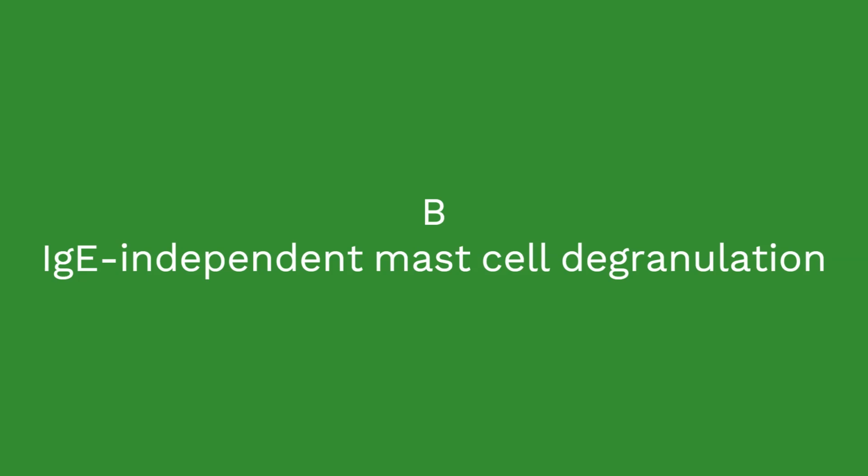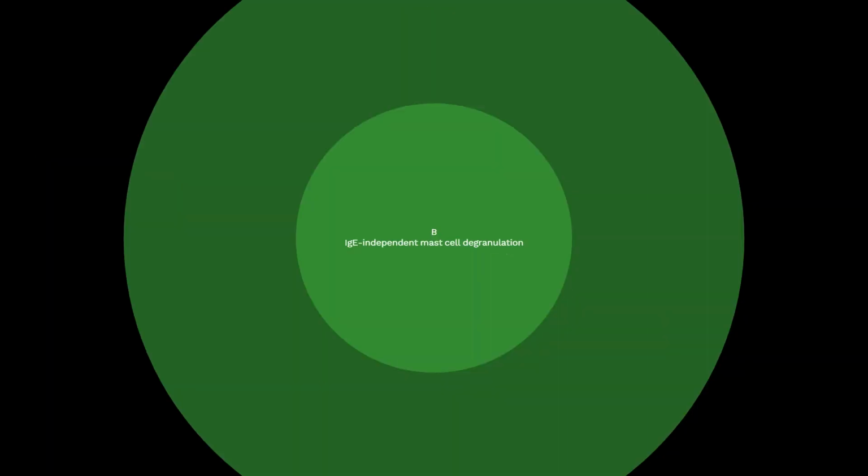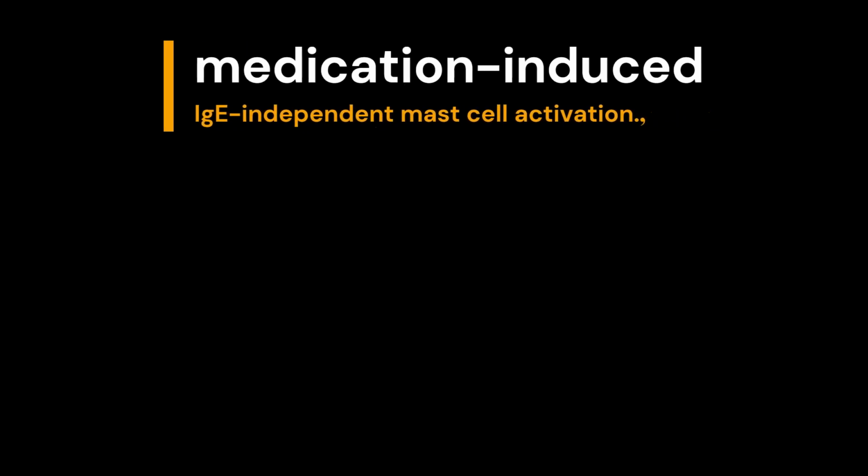Congratulations if your answer is B, which is IgE-independent mast cell degranulation. This question is designed with the focus to assess your ability to apply foundational science concepts. This patient with acute pruritus following administration of morphine most likely has medication-induced IgE-independent mast cell activation.